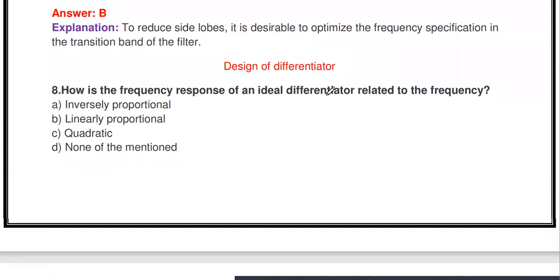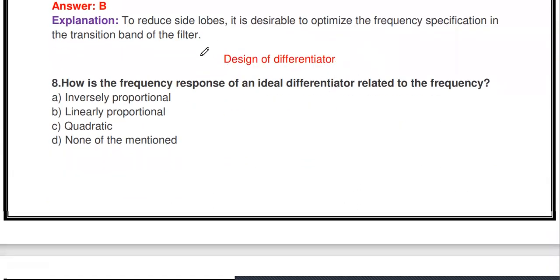Then the next question, design of a differentiator. Using this windowing technique or frequency sampling method, we can design low pass, high pass, and band reject filters, as well as an ideal differentiator and a Hilbert transformer. The differentiator is also an example of an FIR, finite impulse response, system.